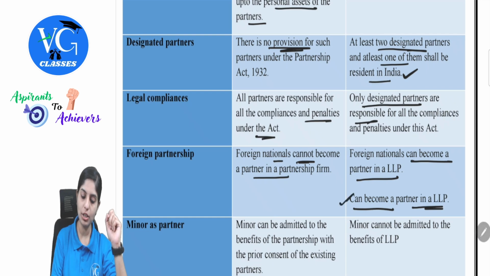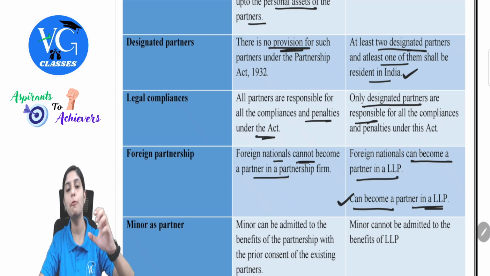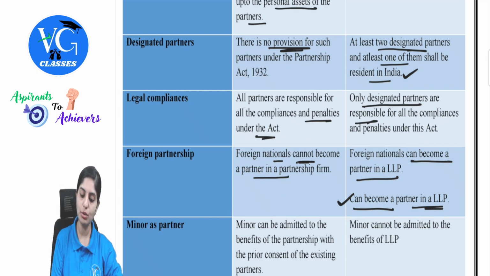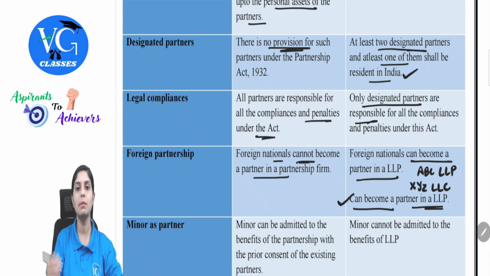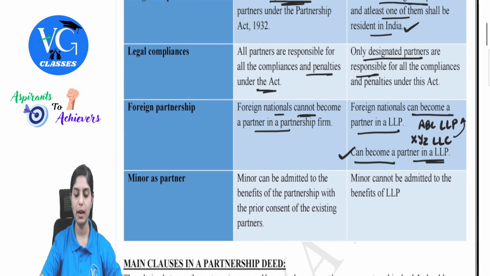That a foreign partnership can become a partner in an LLP basically means that if there is any foreign entity, they can also attach themselves as one of the partners. For example, assume there is ABC LLP, and there is XYZ LLC. LLC means an entity incorporated in a foreign country. So that particular XYZ LLC can act as one of the partners in ABC LLP. Clear with this? Yes.